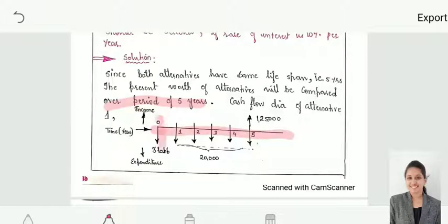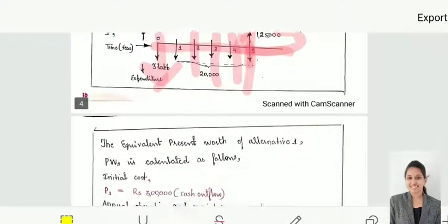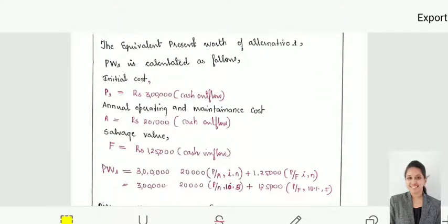You know, the initial investment was 3 lakh rupees. Annual operation and maintenance was how much? It was 20,000 rupees, right? And the final salvage value you were supposed to get was 1,25,000 rupees. Now considering this, how exactly do we have to solve the numerical?